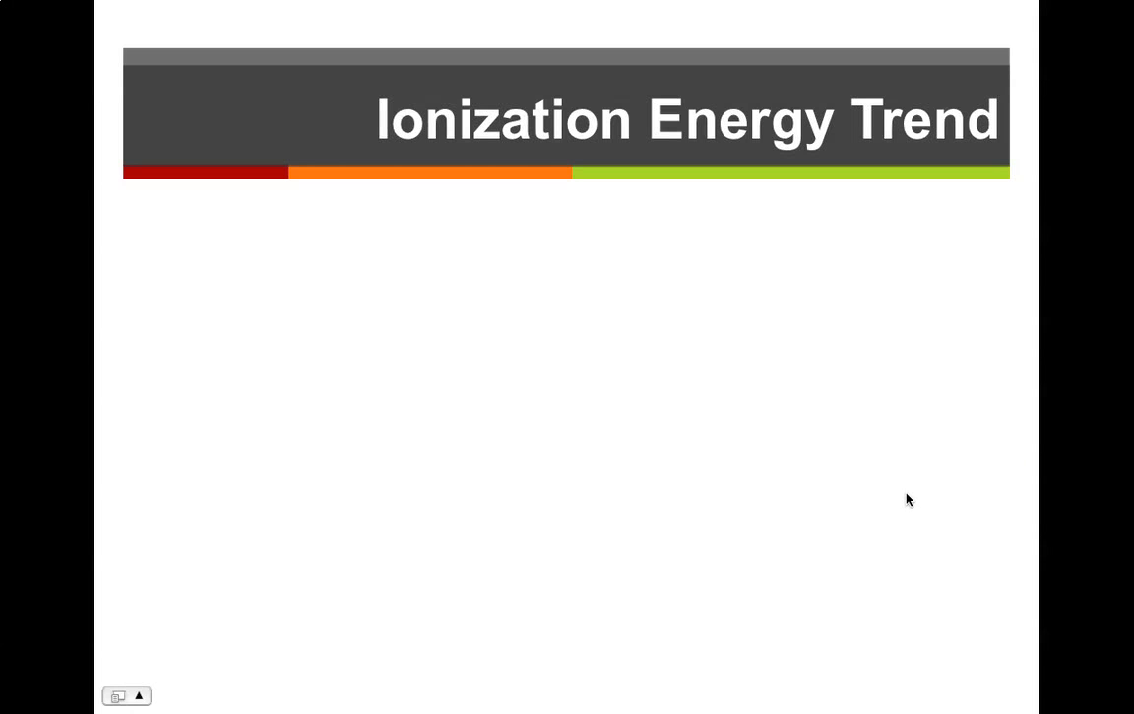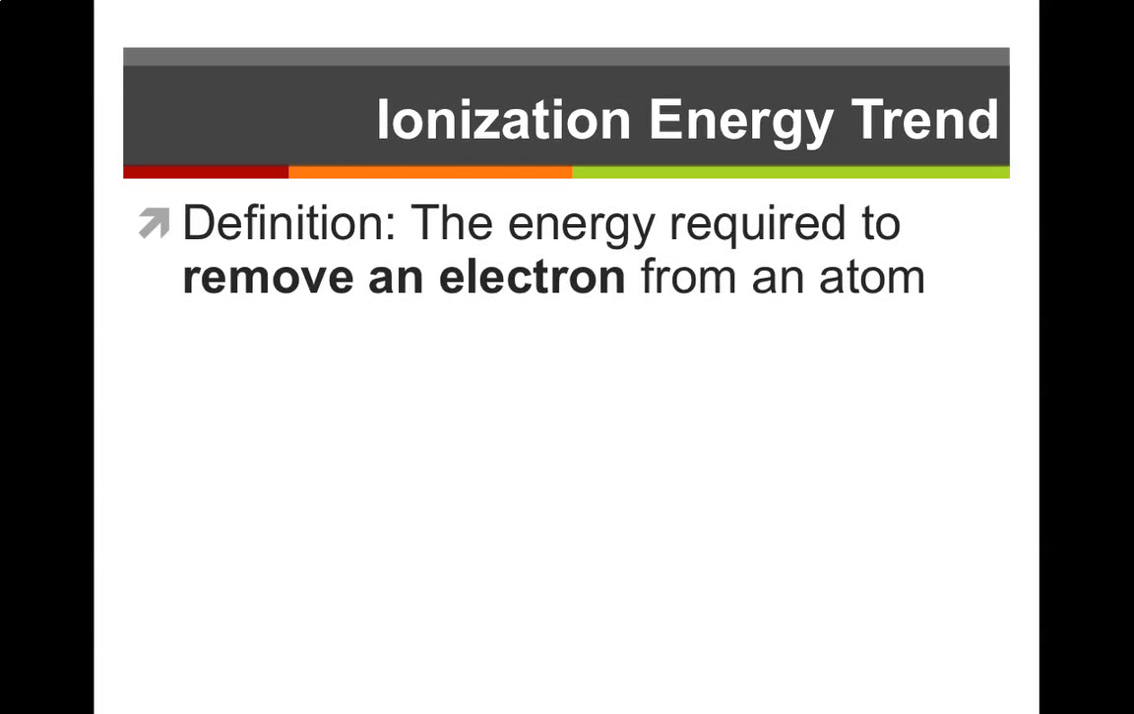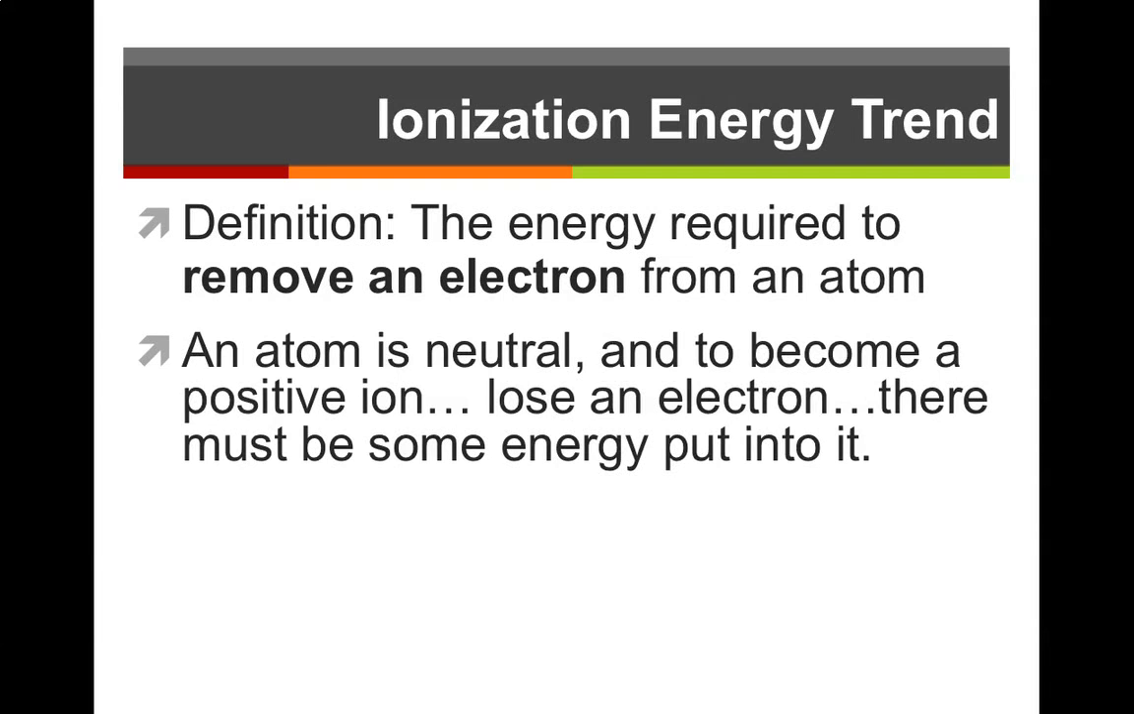Okay, our next trend is the ionization energy. And the definition of this is the energy required to remove an electron from an atom. So if an atom we know is neutral, to become a positive ion, it has to lose an electron. And there has to be some energy put in to remove that electron. And this is how we figure out, is it easy for it to lose that electron, or is it difficult for it to lose that electron?